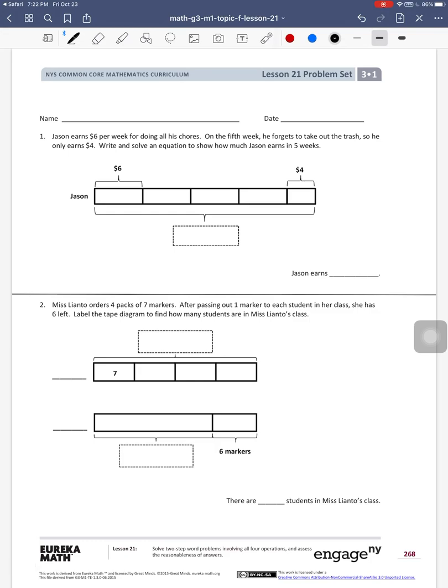Number 1, problem set. Jason earns $6 per week for doing all his chores. On the 5th week, he forgets to take out the trash, so he earns only $4. Write and solve an equation to show how much Jason earns in 5 weeks. All right, so here's $6, $6, $6, $6, $4, right? And we don't know how much money he earned. So that's our unknown.